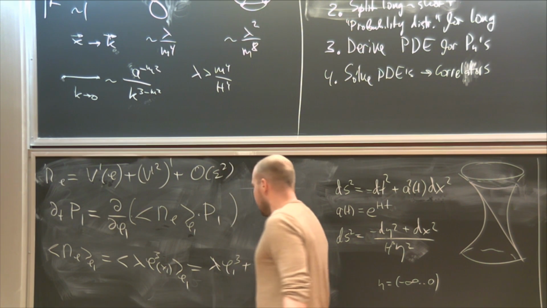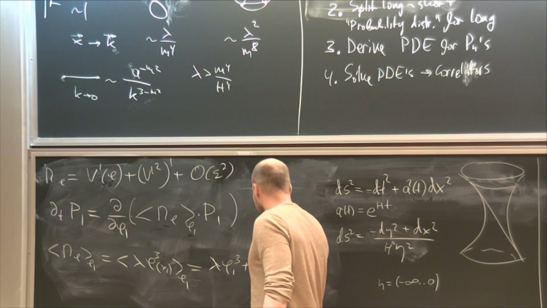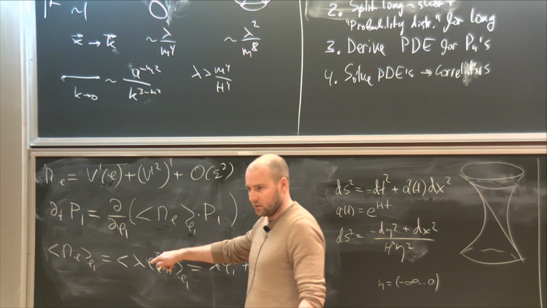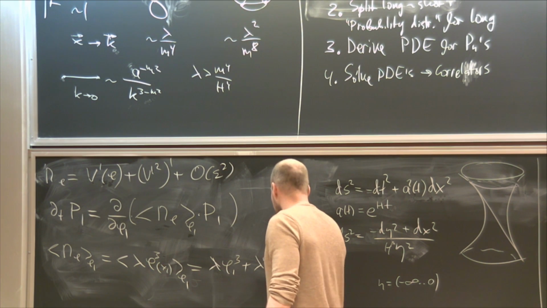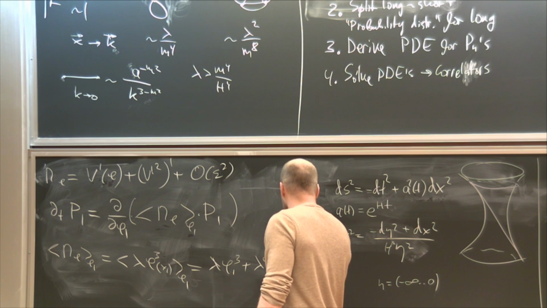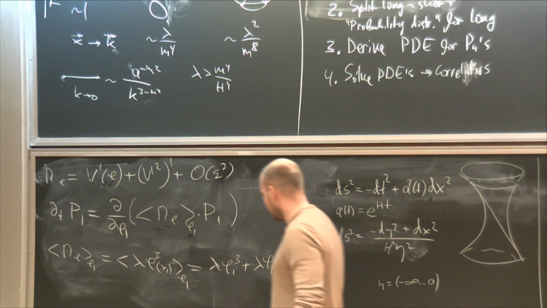Then there is the next piece that comes from the fact that in these three modes I can take two short modes and one long. So that gives me lambda phi 1 times the expectation value of phi short squared of x1.